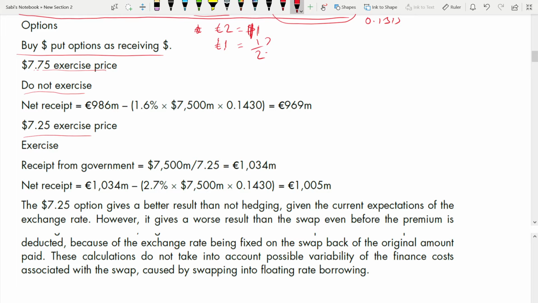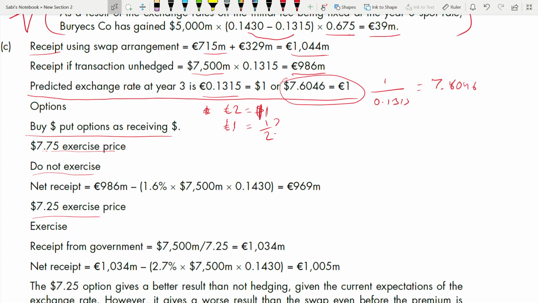Here net receipt is how much? 986. Just check, without hedging it is 986, minus this is your premium. Premium you have to deduct if you go by option. So your premium for put at this exercise price was 1.6% into 7,500. This is the amount which you are going to hedge. Multiply by today's spot rate, because they have told that that will be your premium. So just check your net result. Your net receipt is much lower than the receipt using your swap, and also even if you compare with the amount unhedged, it's much lower. So it will not be exercised.